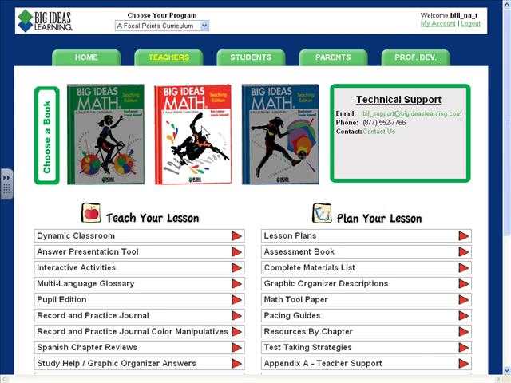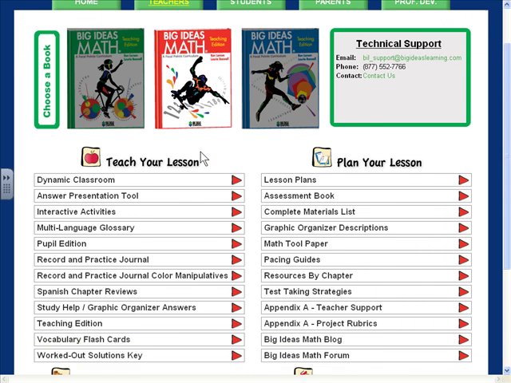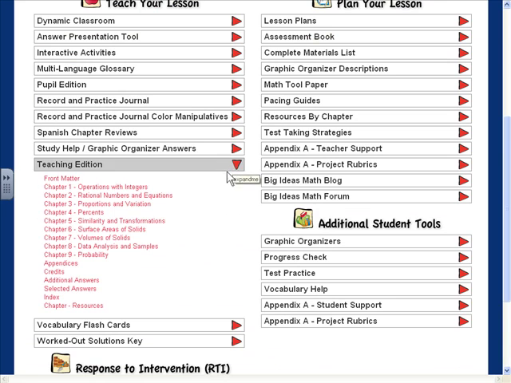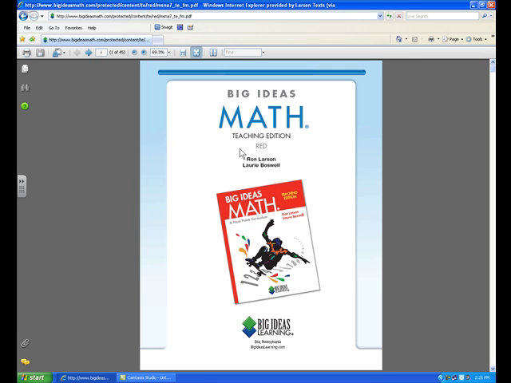For the purposes of today's demonstration, I'm going to use the Big Ideas Math Red Book for 7th grade. However, please know that the features that you see in the red book, you will also see in the green and the blue books. When you first open your Big Ideas Math Teaching Edition, you will see that the beginning pages are devoted to some information about our authorship team, Dr. Ron Larson and Dr. Lori Boswell, as well as our teaching and student reviewers, and the table of contents for that particular book.